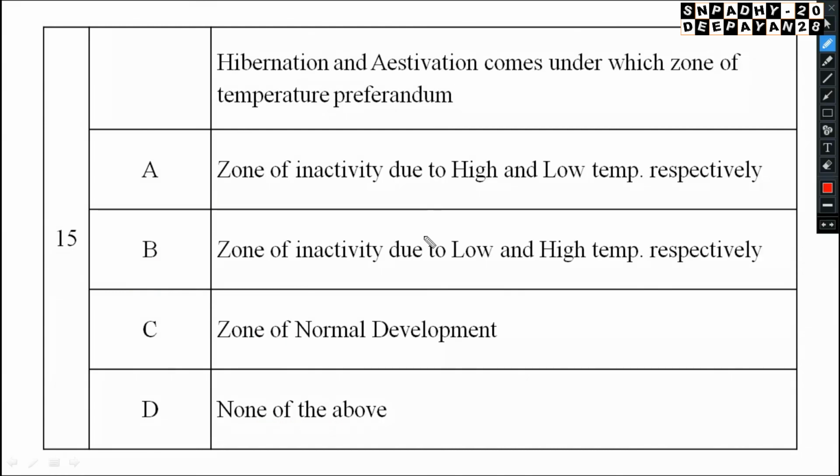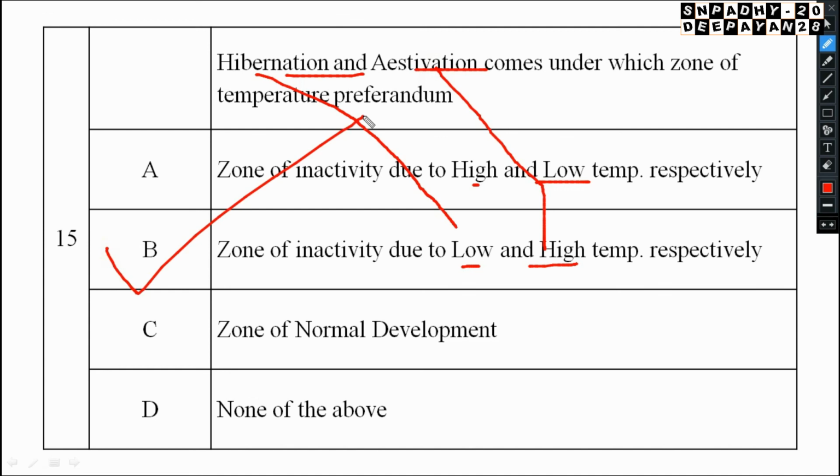Now, hibernation and estivation come under which zone, respectively? First hibernation, second estivation. In the last questions I told you hibernation means low temperature and estivation means high temperature. So hibernation is low, estivation is high, and your answer is option B.